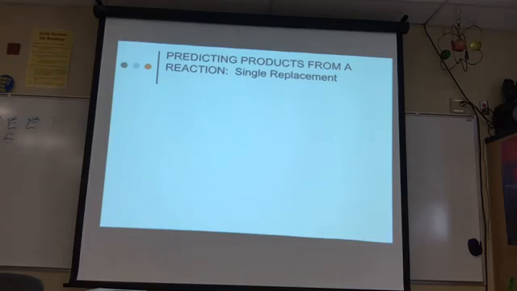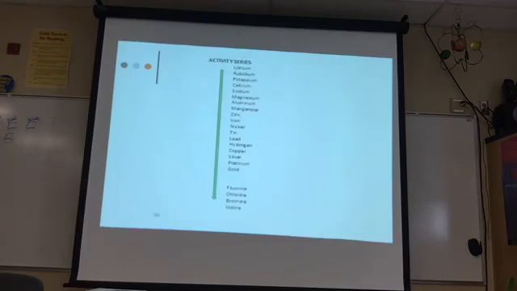In a single replacement reaction, you need to look at the back of your periodic table and find this little chart in the upper right hand corner. This is called the activity series of metals. It's really the activity series of elements, but the first part is the metals, and the last 4 or 5 at the bottom are non-metals.